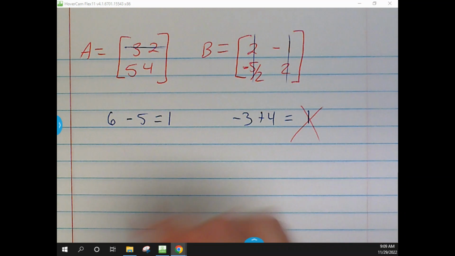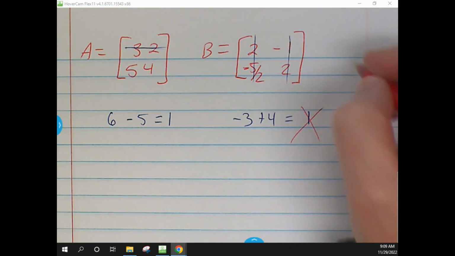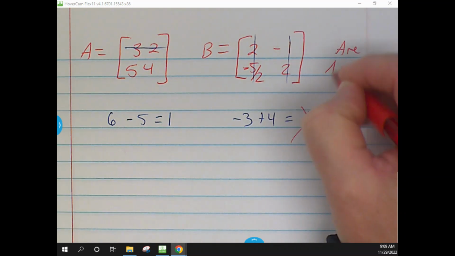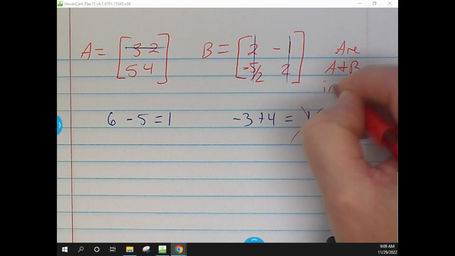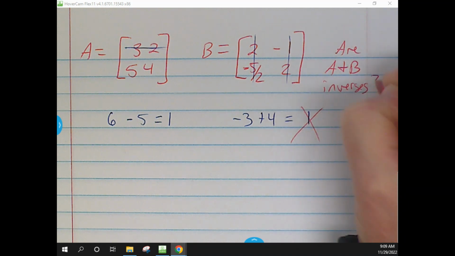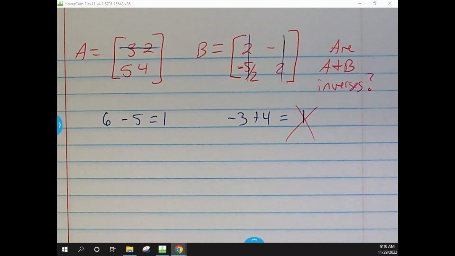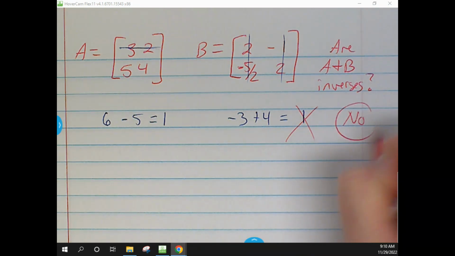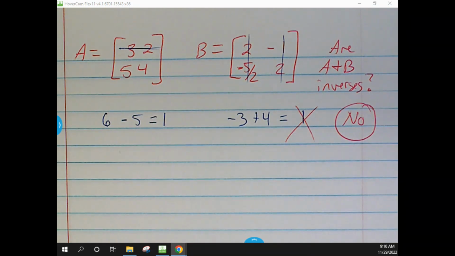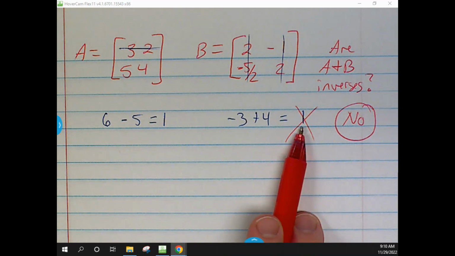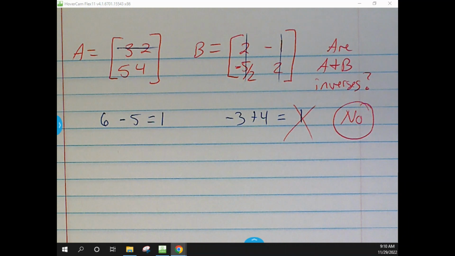So A and B, are they, and I didn't put the question back here, which would have been nice, right? Are A and B inverses? Always helps to know what the question is, right? Yeah, I kind of forgot that. That's kind of important. In that case, that's going to be a no. Because if that's going to be an inverse, that number has to be a 0. And if it's not, then you don't have to go any farther. You can just stop right there.